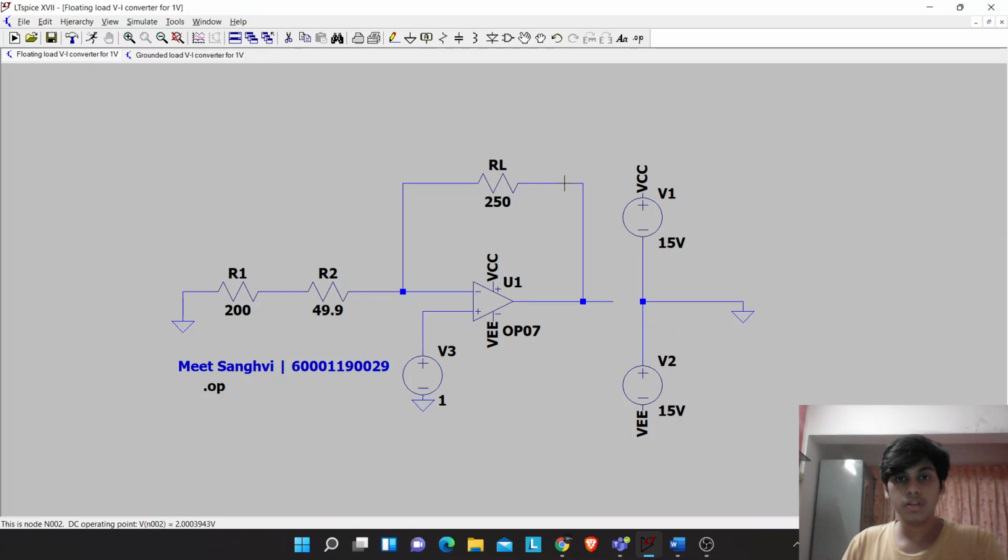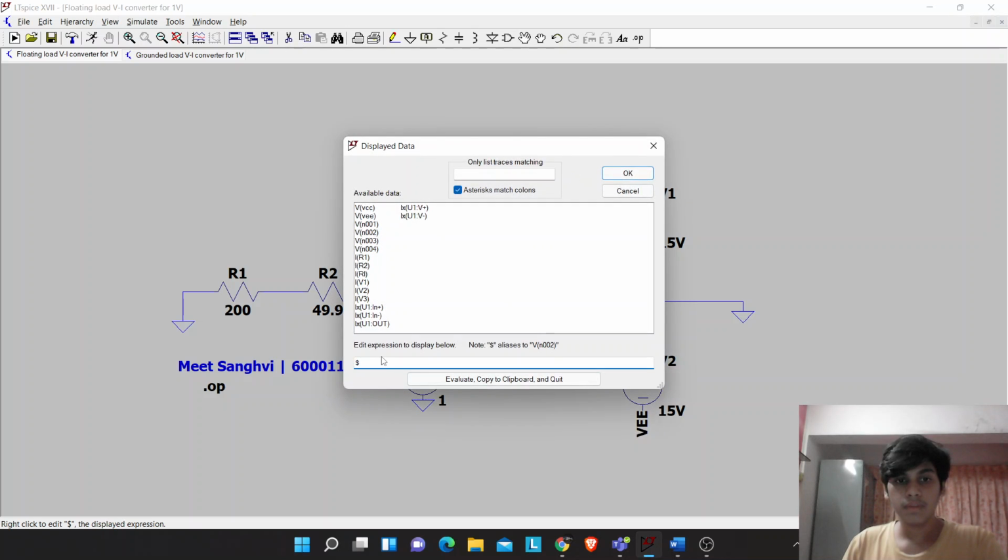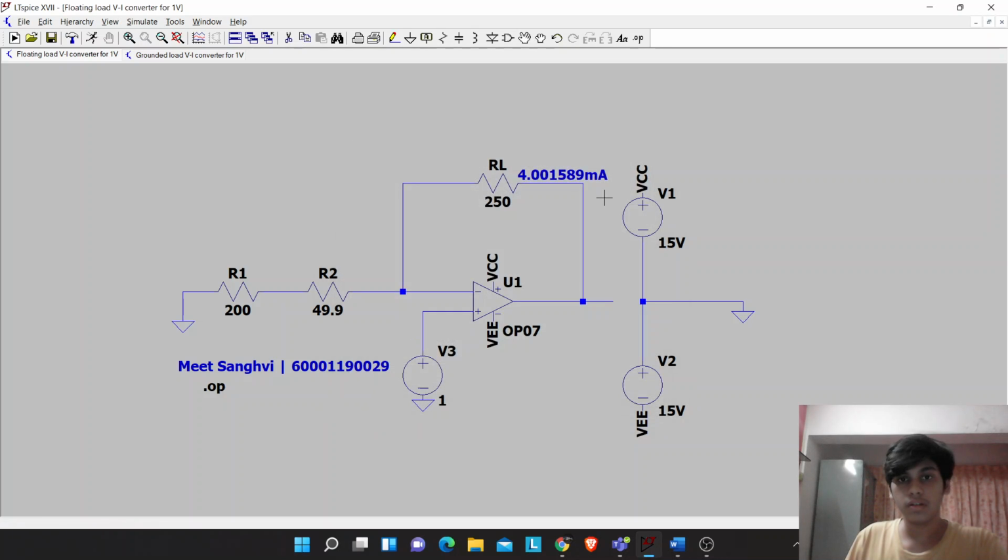We want the value for current at RL. So we'll click here. It gives us voltage, so to change it to current, we'll right click over here, delete this dollar sign and select IRL over here. It's OK. So we get 4.001 milliamperes, which is very close to 4 milliamperes, which was our desired output for 1 volt of input.